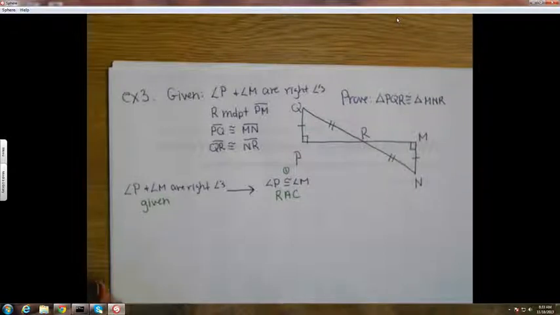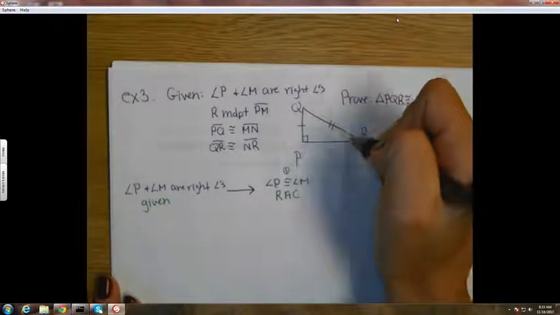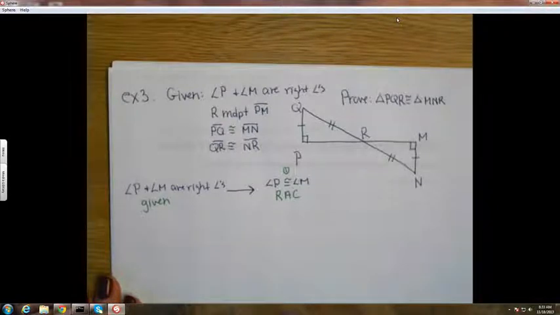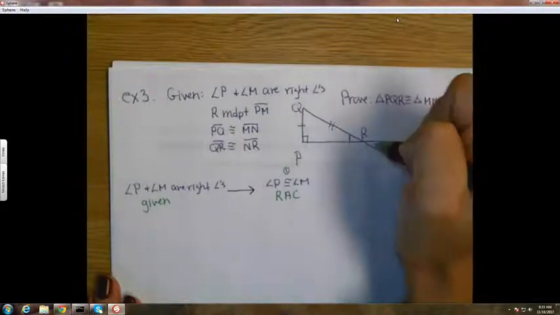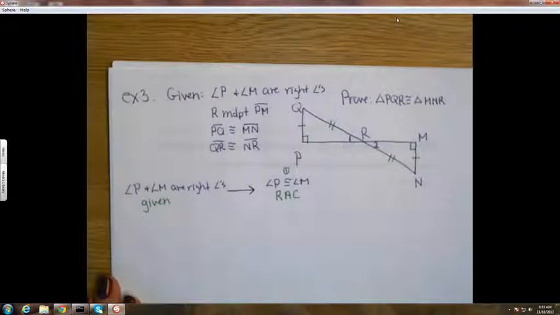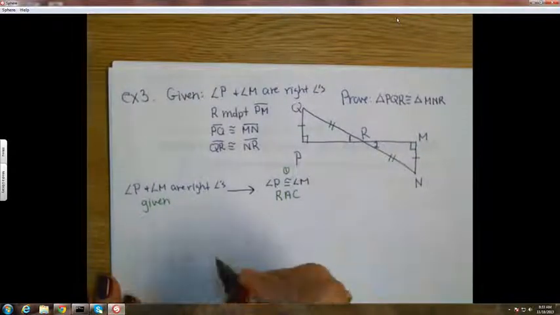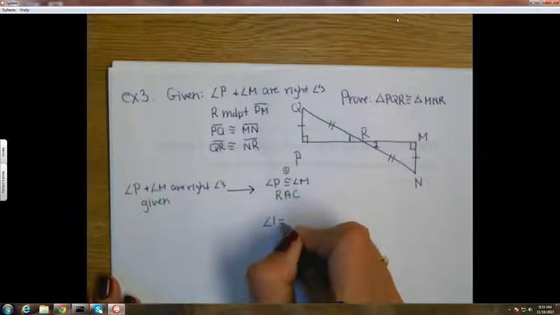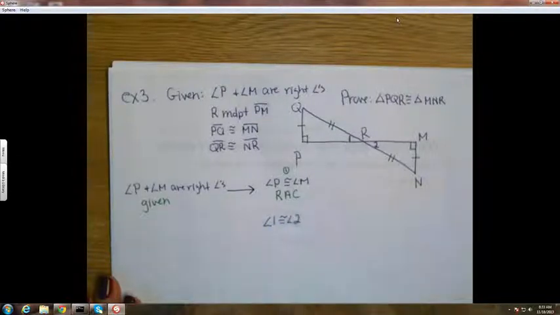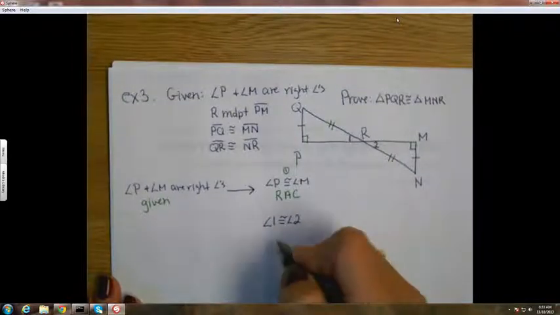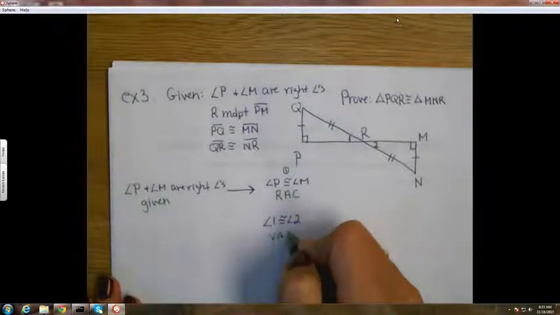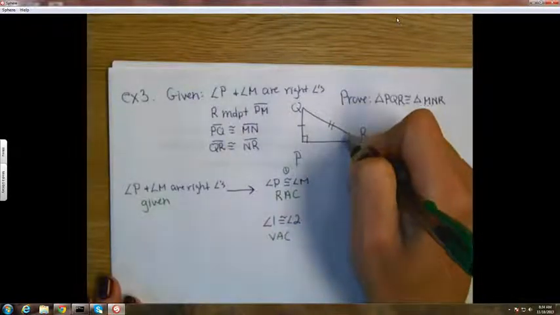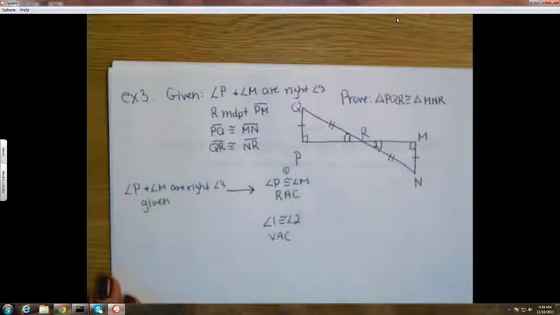I'm going to number some angles here. Nope, I'm not going there yet. Oh, I guess I am. Put a 1 and 2 there. Why is angle 1 congruent to angle 2? Vertical angles are congruent. Okay, that's our second congruent part.